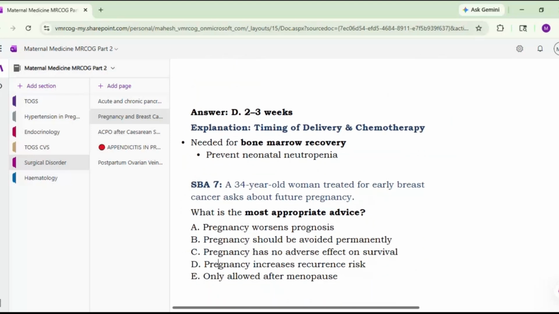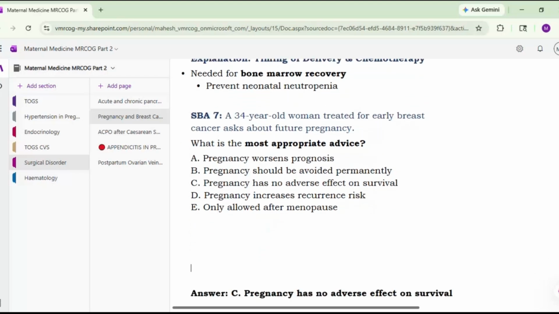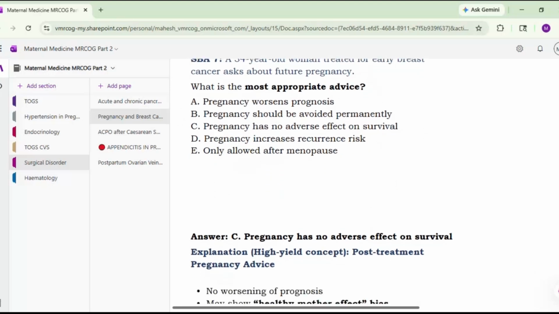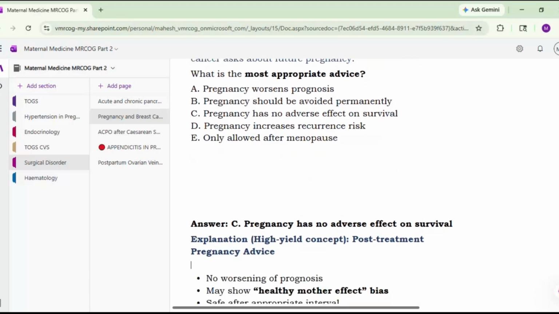Next. A 34-year-old woman treated for early breast cancer asks about future pregnancy. What is the most appropriate advice? A. Pregnancy worsens the prognosis. B. Pregnancy should be avoided permanently. C. Pregnancy has no adverse effect on survival. D. Pregnancy increases the recurrence risk. E. Only allowed after menopause. C. Pregnancy has no adverse effect on survival. Around 90-92% survival is mentioned.